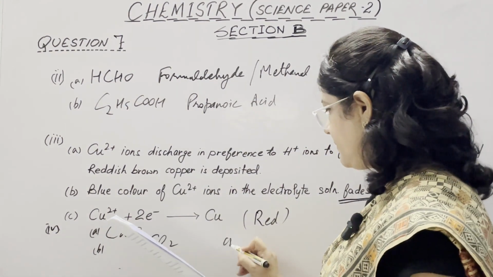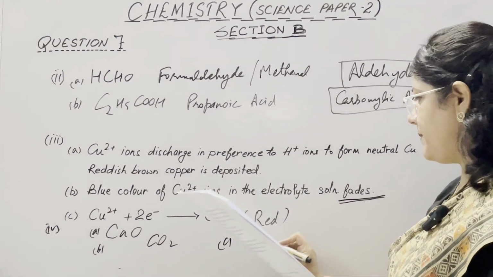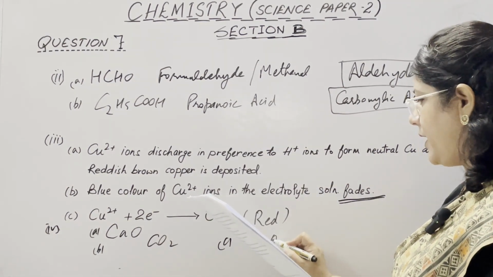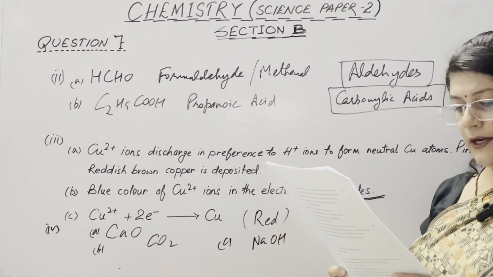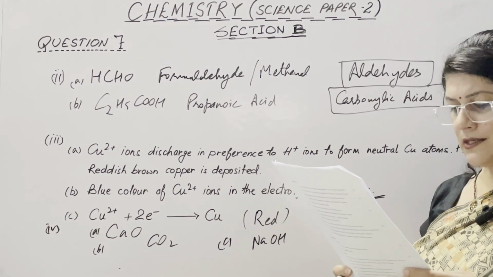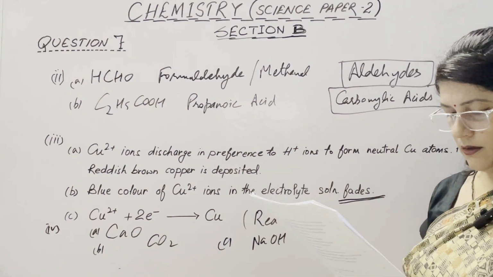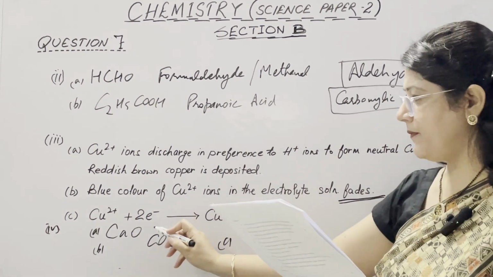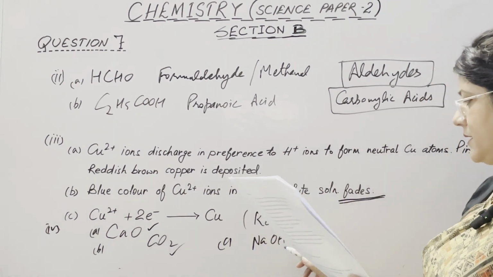In C part, an alkali, basic hydroxide. It means NaOH. We know NaOH and KOH are strong alkalis. So basic hydroxide. Rest of them, iron hydroxide is given, which is a weak base, and carbon monoxide is given, which is neither acidic nor basic. So the first answer is calcium oxide, second is carbon dioxide, and third is NaOH.